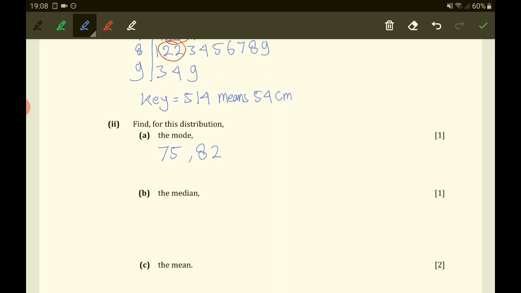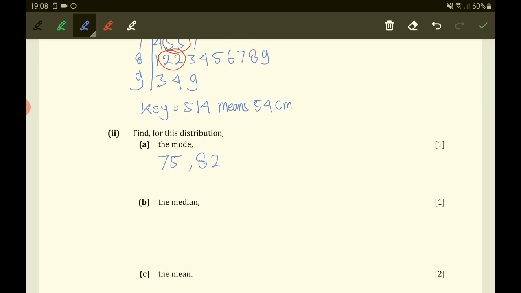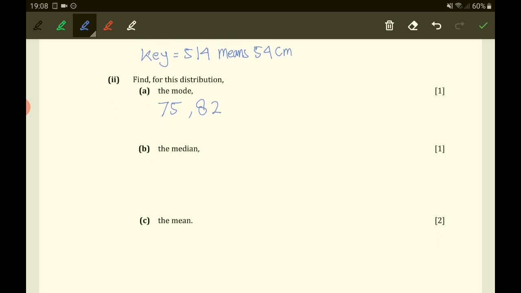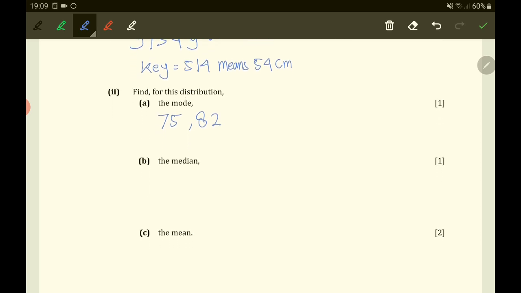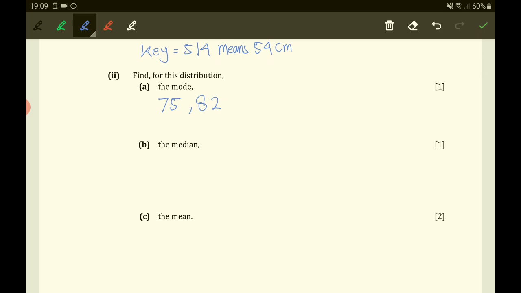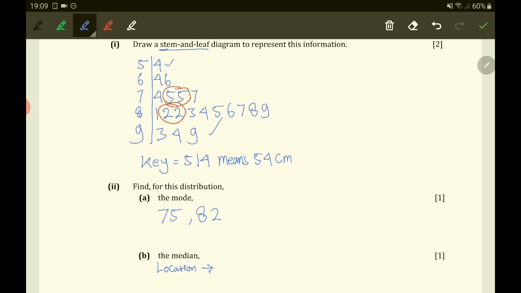And now the median. If you want to find the median, it's very important for you to order the data from the smallest to the highest. Here in the stem and leaf diagram you already ordered it from the smallest to the highest, so it's very easy to find the median. First, you find the position, the location of the median. You use the formula: the total number of data plus 1, divided by 2.